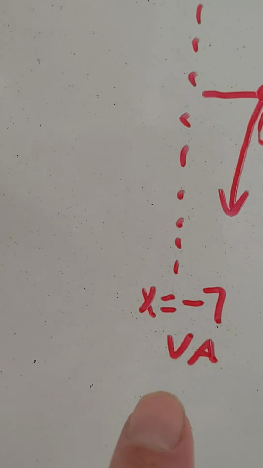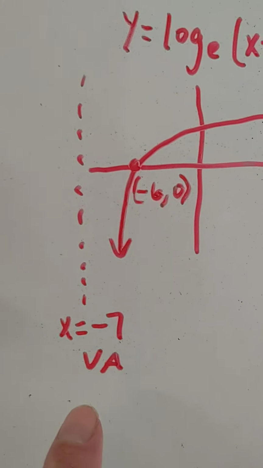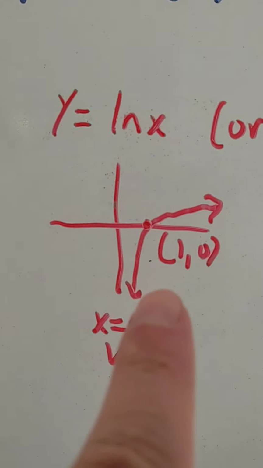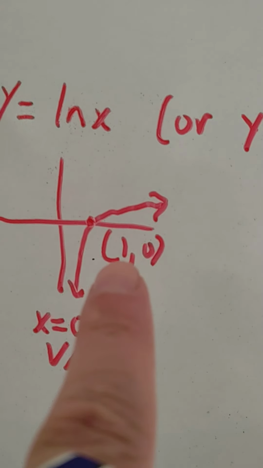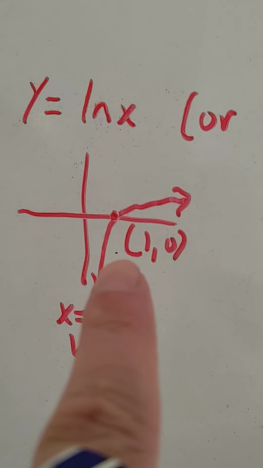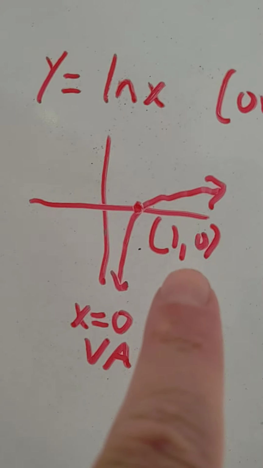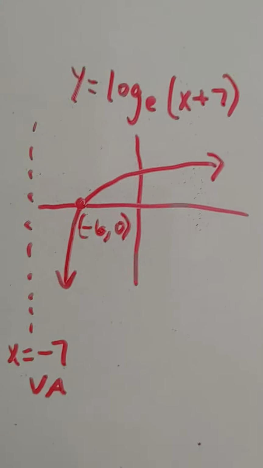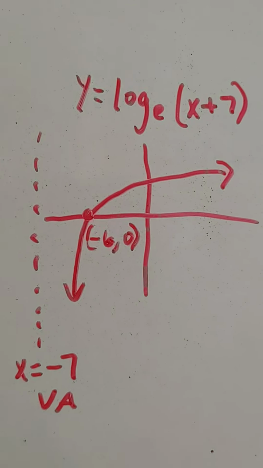x equals negative 7. And how do we transform this point here, that x-intercept of (1, 0)? We'll get the x coordinate. What's 1 minus 7? Negative 6. And leave the y coordinate the same. So I transformed that ordered pair to (negative 6, 0). And that looks pretty good for that second stage.